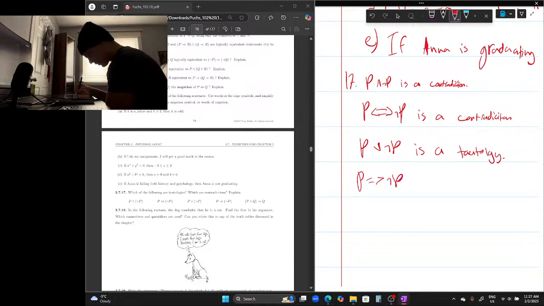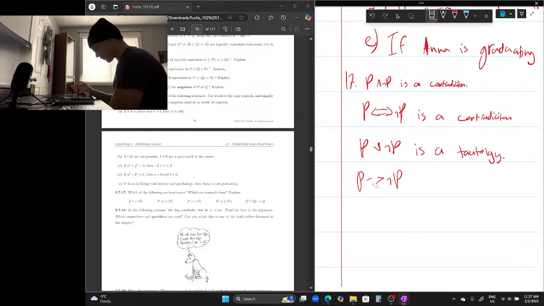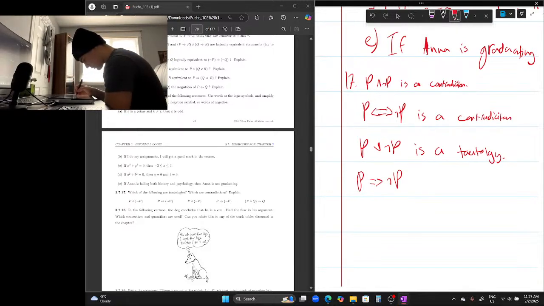P implies not P. Again, P implies not P is just, I guess it's not, because it's the other way around. So this would actually be true, false. This is false. And then false, this would be true, so this is neither.